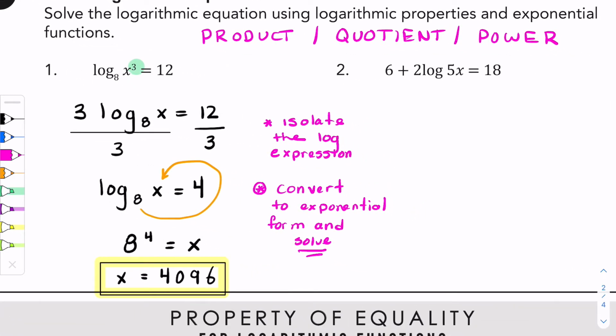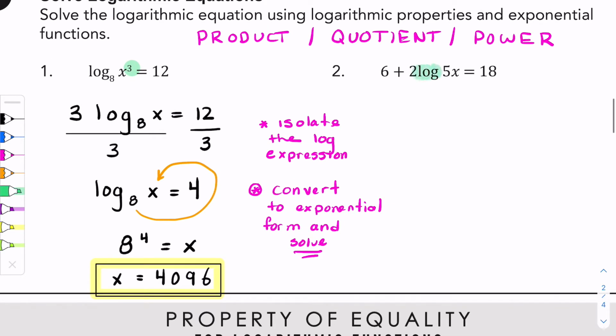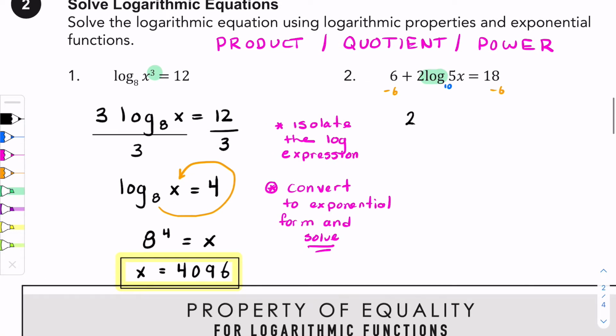Number 2, 6 plus 2 times log. This is log base 10. Recall that if you don't see a base, then it's automatically log base 10. 2 times log base 10 of 5x is equal to 18. Well, right here I can start by eliminating that value of 6. I subtract it from both sides. 2 times log base 10 of 5x is equal to 12. Then I can get rid of this value of 2 by dividing both sides by 2. Log base 10, I'll write that in there. Log base 10 of 5x is equal to 6.